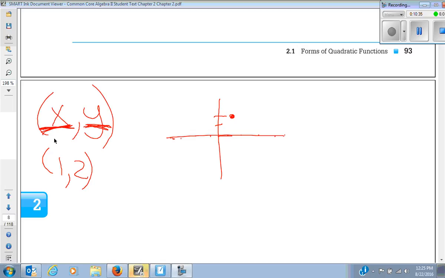But when I'm on this, what have I changed each time? Each time I've changed how far I've gone left or right. What hasn't changed no matter what when I'm on the x-axis? My y is always 0. That is going to be the x-intercepts.